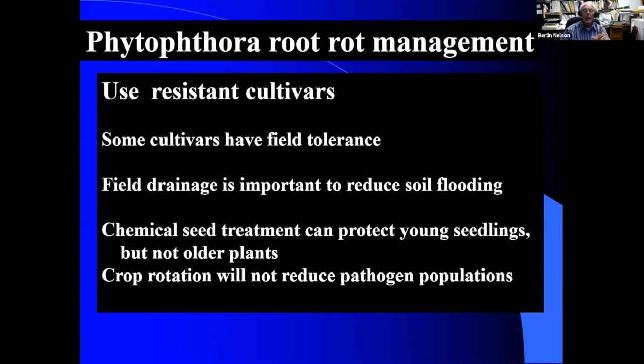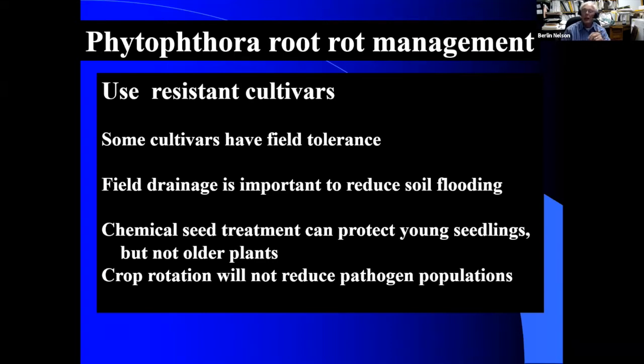So how do we manage this disease? Well, first, the most important has been traditionally the use of resistant cultivars, and we'll talk about that. Also, this is primarily because of single gene resistance. However, we have some cultivars that have what is called field tolerance, or another term that we like to use is partial resistance. And that partial resistance works across the different pathotypes. In other words, it's not race specific.